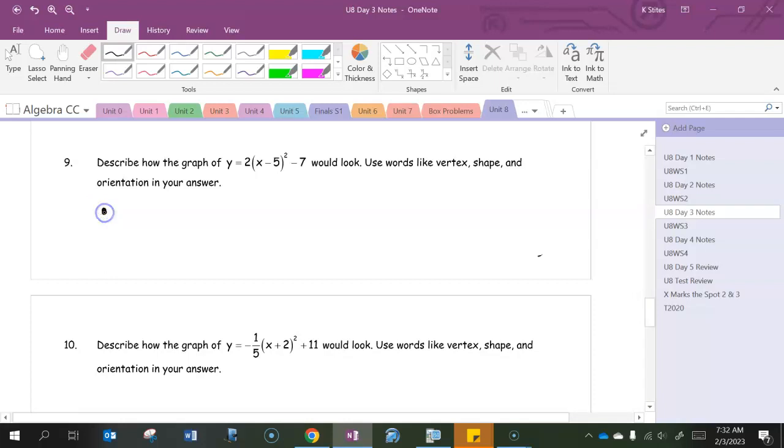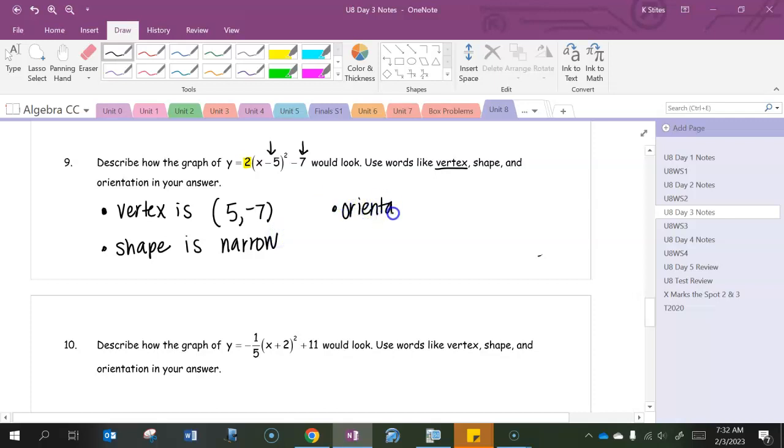Okay, so the first thing, let's talk about our vertex. The vertex would be a +5 and a -7. Again, remember we change this sign and keep this one the same. The shape, okay, this means wide, normal, or narrow. That's based on your A value. This is a number more than 1, so I'm going to say this is narrow. And then finally, orientation. This is also having to do with our A value. Our 2 is positive, so that means our orientation is up.